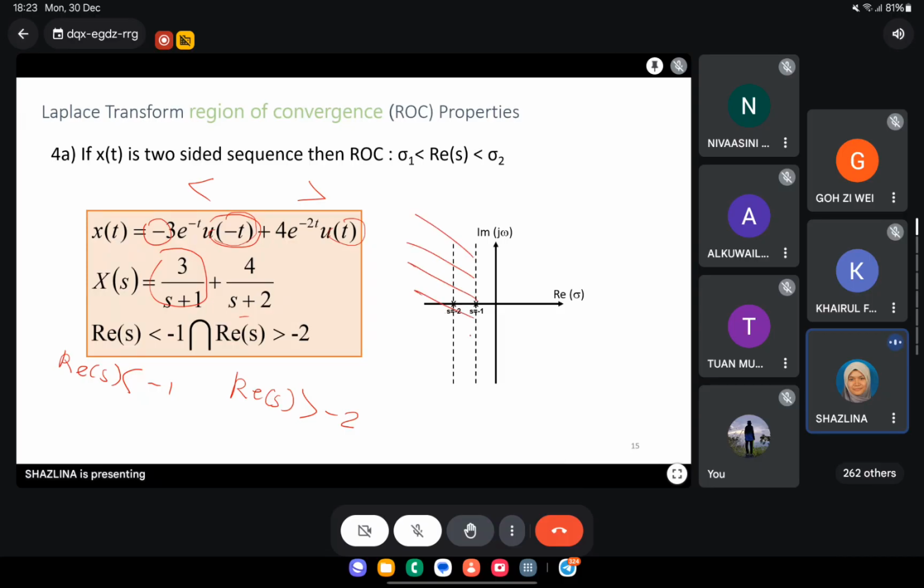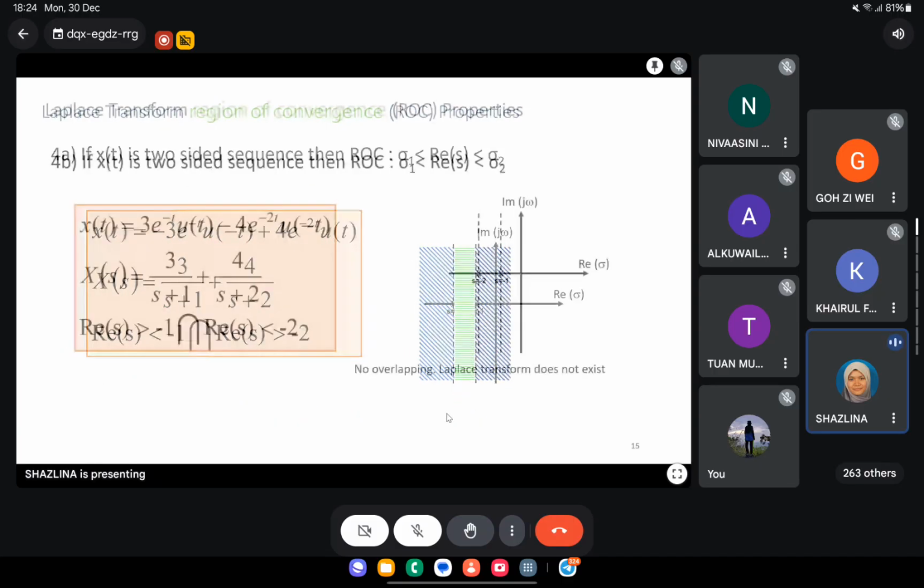Smaller than -1 is the left side. And then this is -2. Bigger than -2 is the right side. So the ROC is the region where they are overlapping here. Okay, this is the ROC, which is here.